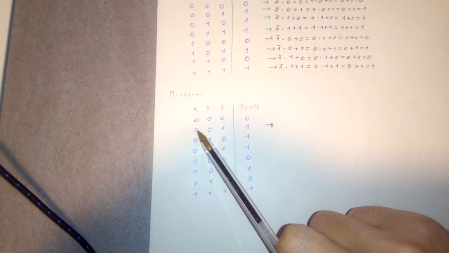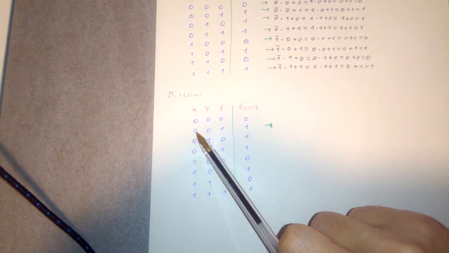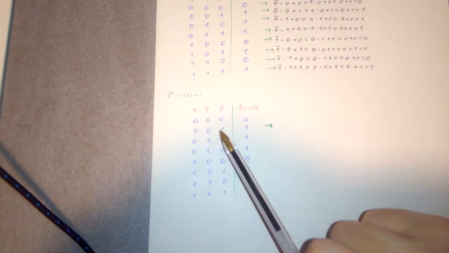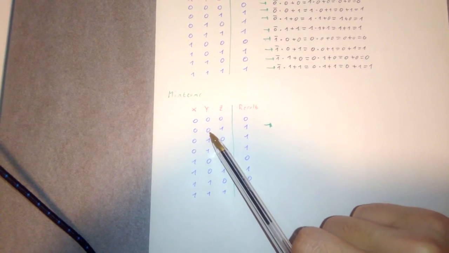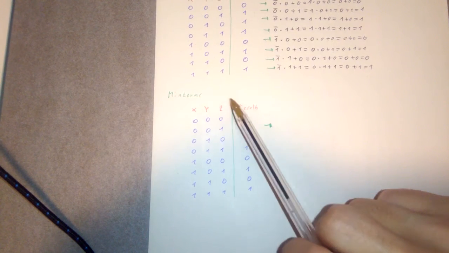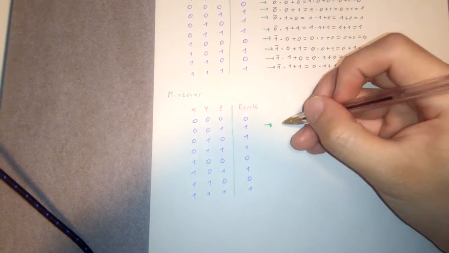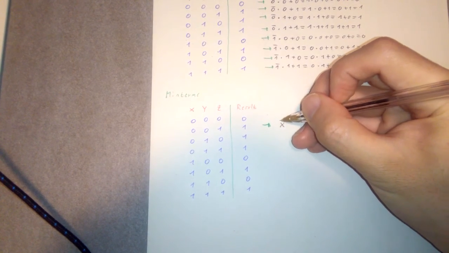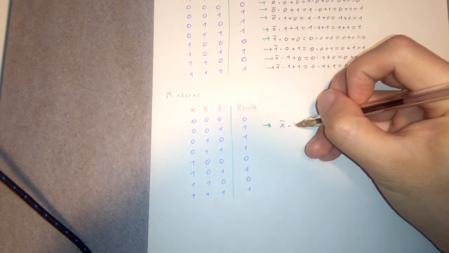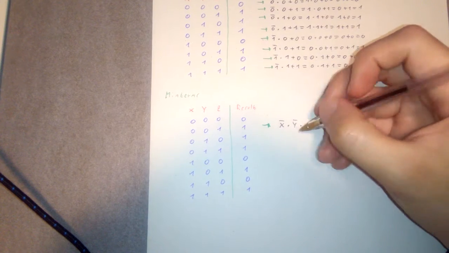In this case, x is not 1, so we write not x. Y is not 1, so we write times not y. And z is indeed 1, so we write times z. So not x times not y times z.